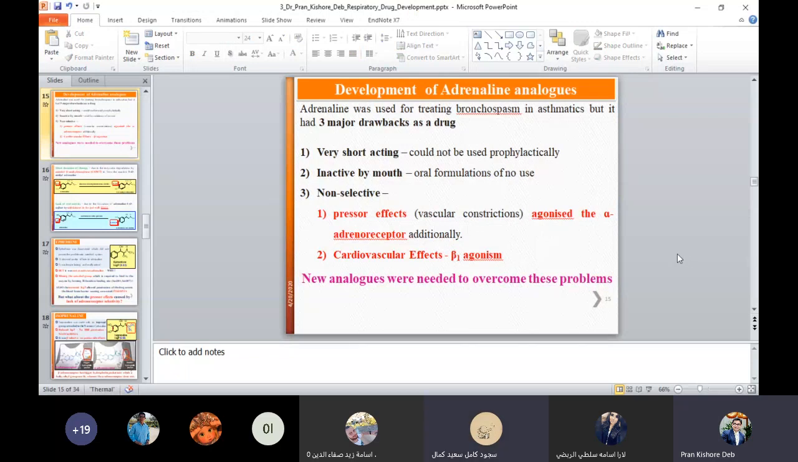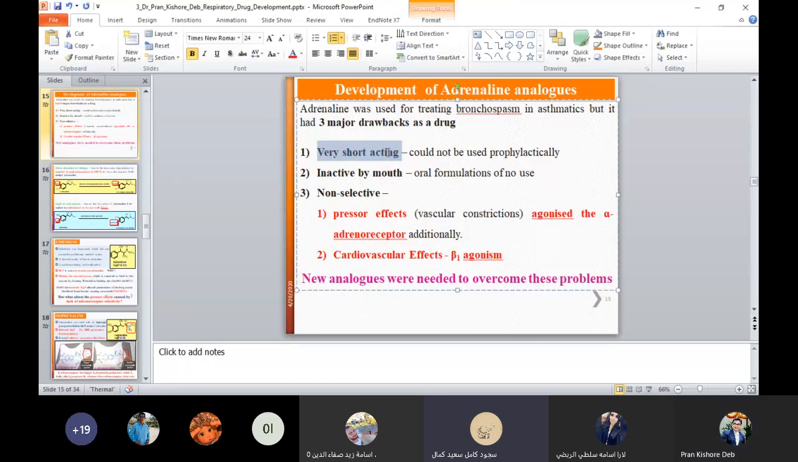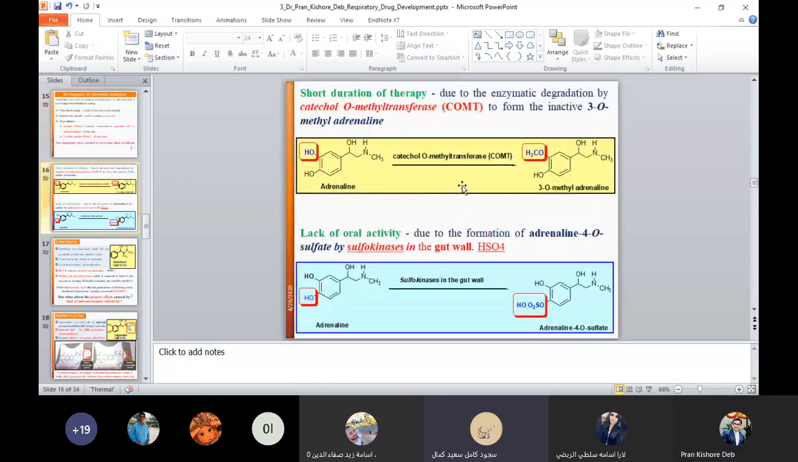The first one, about catechol O-methyl transferase. Can you just say the mechanism again? It converts OH to OCH3 and makes the drug have a short duration of action. When it converts into OCH3, it will not be able to form hydrogen bonding with the receptor, and this drug is also found to be inactive. Okay.